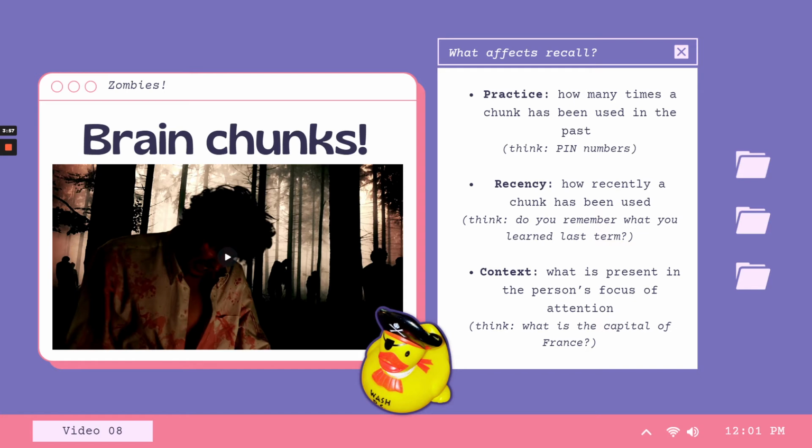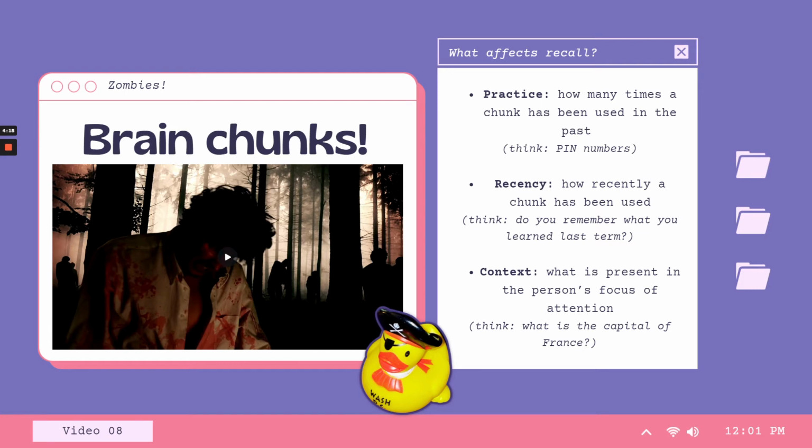The first is practice or frequency, how many times you have accessed this chunk in the past. Think of a chunk like your keys or your face mask. If you use it all the time, it's easier to recall where it is. That's why it's unlikely you're ever going to forget the PIN that you use to unlock your phone, or your own name. The second is recency, which of course can relate to frequency.